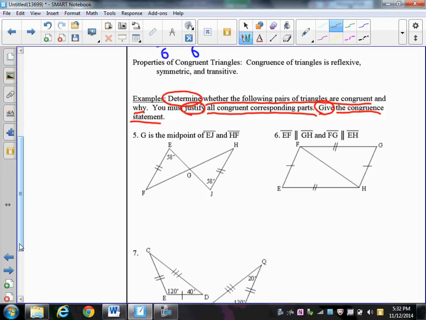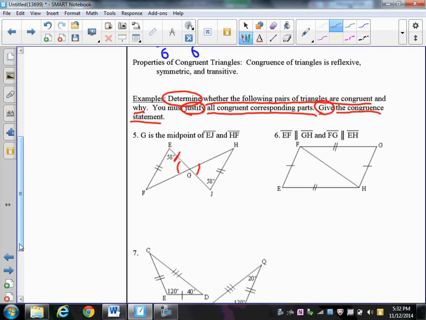So let's see, do these angles, are they the same thing? These triangles, are they congruent? So we're told G is the midpoint of EJ and HF. So even before I saw that, right away I saw vertical angles, and that's why I highlighted them in red. So number 5, again, G is the midpoint of EJ and HF.